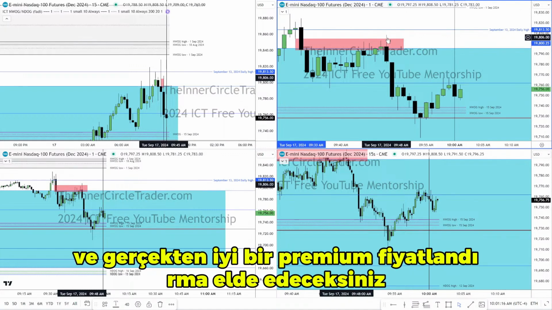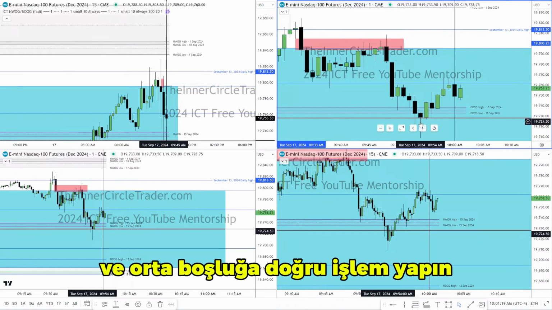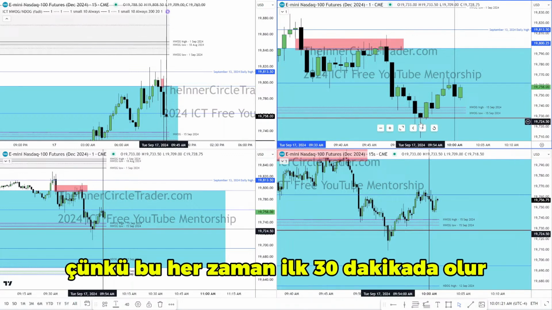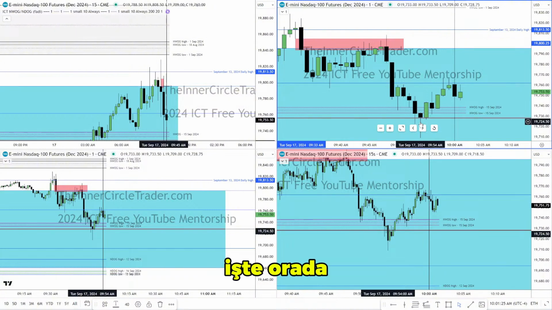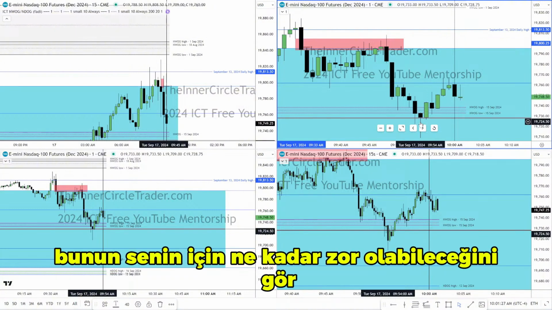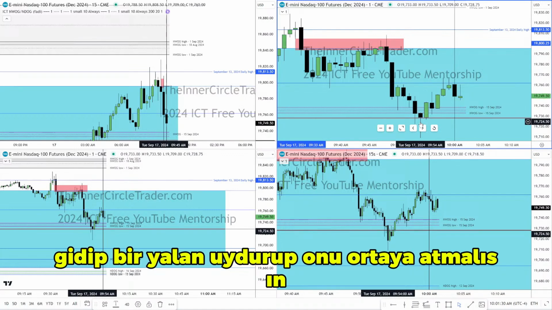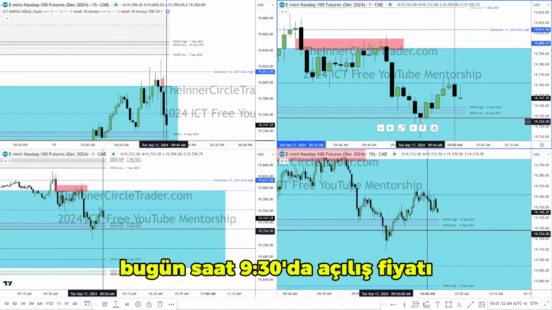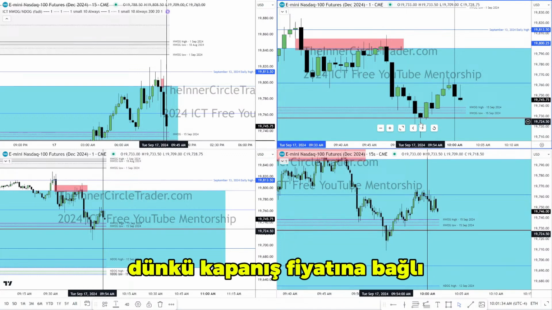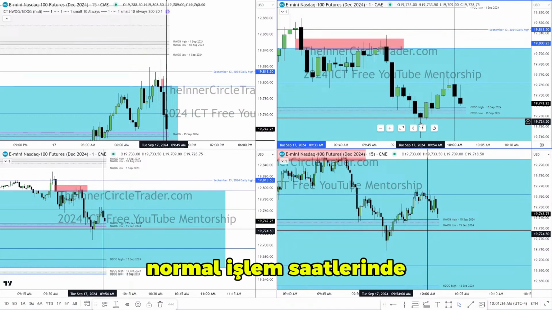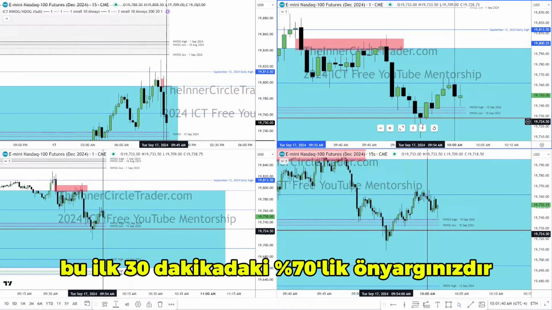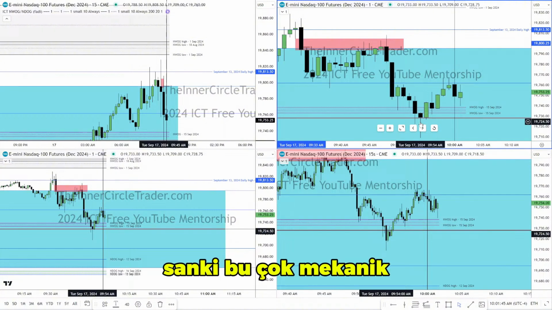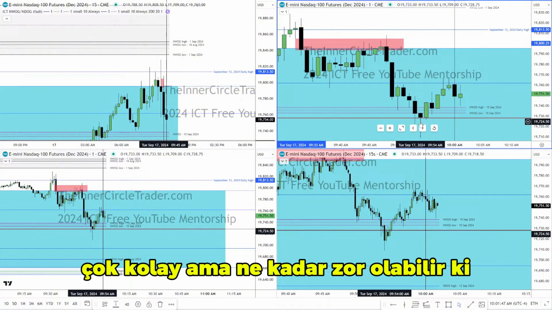and you'll get really good premium pricing and trade down to the mid gap, because that's always in the first 30 minutes, that's your bias. If you're going to ask me, what's the bias, ICT? Well, there it is. See how hard that can be for you? You have to go and pull up a fib and drop it over the opening price of today at 9:30, anchored to yesterday's settlement price on regular trading hours. And then the midpoint on the fib, that is your 70% bias for the first 30 minutes. That is so mechanical. It's so easy. How hard is that?